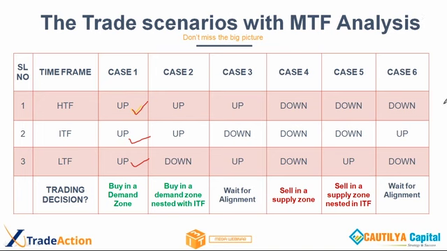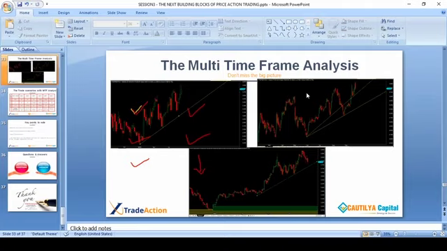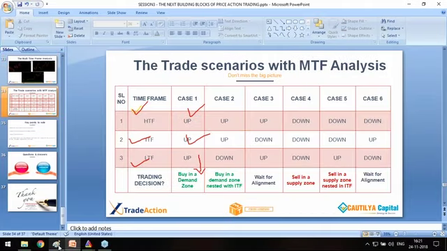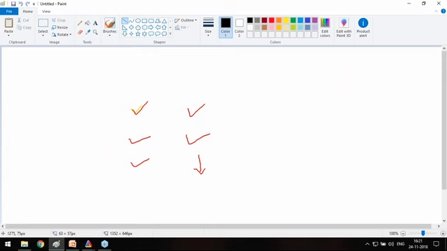Now if the price is in an uptrend and the intermediate, middle time frame is in an uptrend and the lower time frame is in a downtrend, that is awesome. Why? It is like you are catching a missing bus. I'll explain why. It's like catching a missing bus. It's something like this.